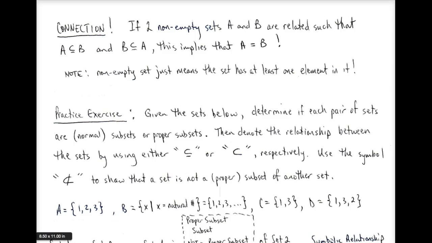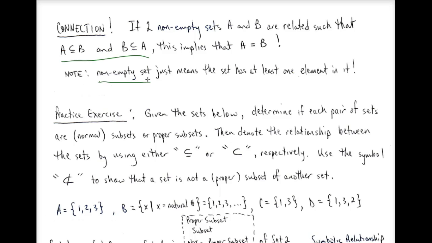All right, so now we want to make a connection here. If we have two non-empty sets, A and B, they're related such that if A is a subset of B and B is a subset of A, then this implies that A and B are equal. So basically, what we're trying to say here is that if we're comparing two sets and they are subsets of each other, then that's another way of saying that the two sets are equal to each other. And just in case you forgot, a non-empty set just means that you have at least one member in that set.